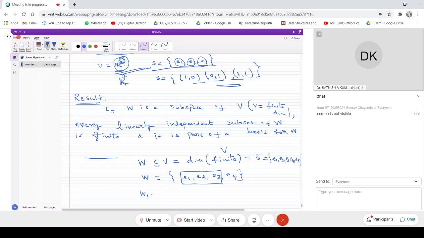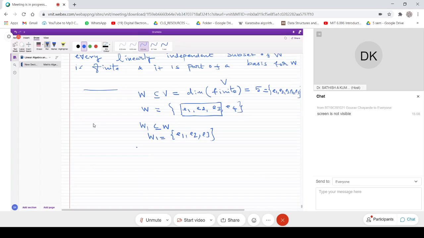Suppose I choose W1 as a subset of W. I choose 3 vectors only: E1, E2, E3. Or you can choose another subset, W2, also in W, but I am choosing it in such a way that E1, E3, E4. I'm not choosing E2. But let us assume that all these vectors are linearly independent vectors.